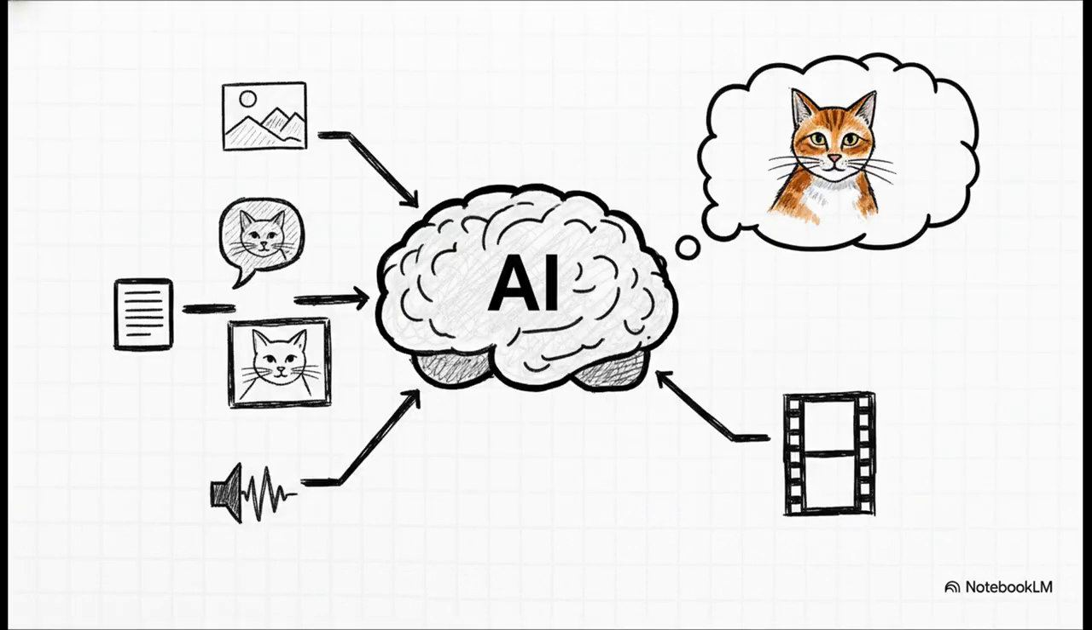The real world isn't just text, and neither is the future of AI. Multimodal models can process text, images, audio, and video. And what's fascinating is that a model trained on both pictures of cats and text about cats develops a much richer, more robust understanding of the concept of cat than a model that's only ever read the word.